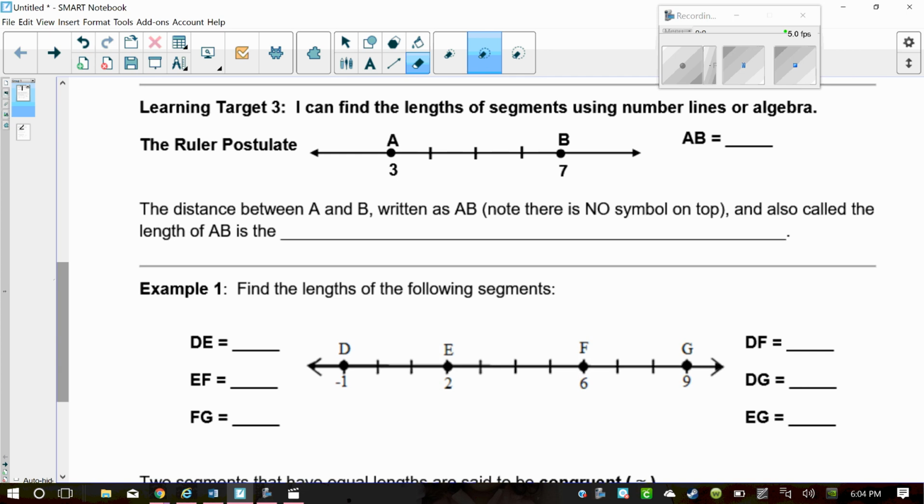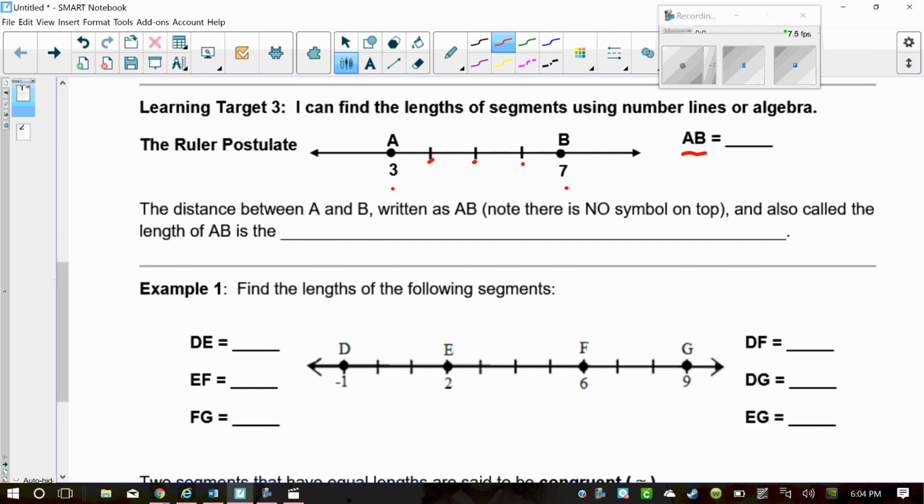I can find the lengths of segments using number lines or algebra. So I'm going to choose a pretty color, and I'm just going to show you how to do this. Note that if they have AB like that without a line segment above it, then they're asking you, what is the distance between A and B? I see that A is at 3 and that B is at 7.